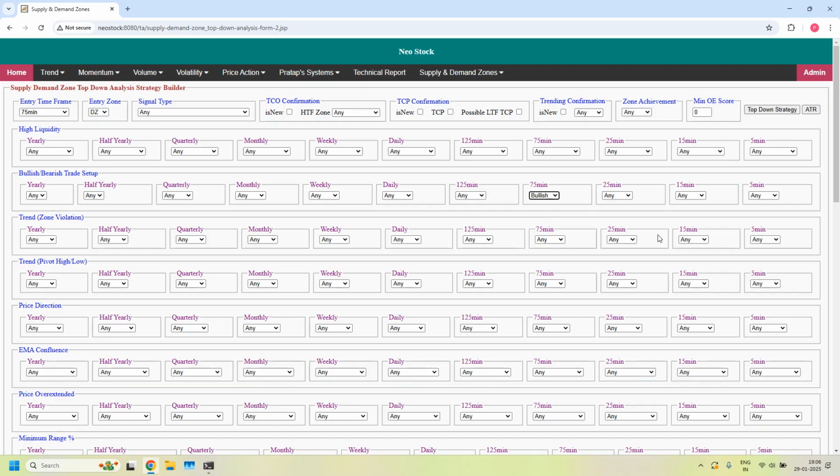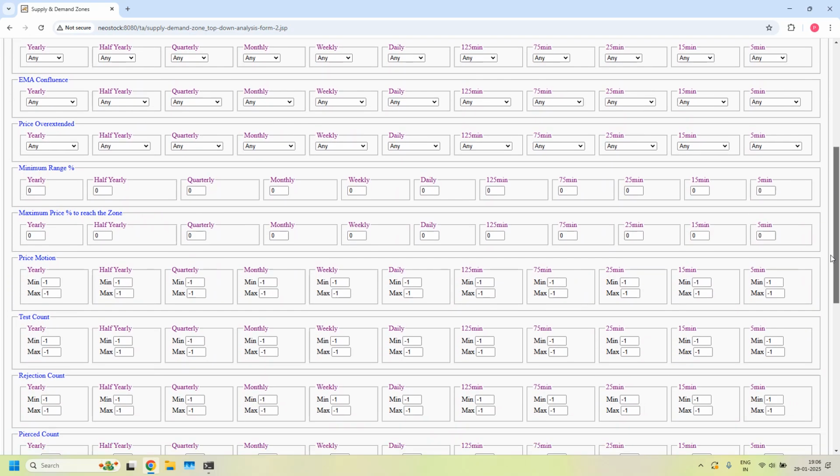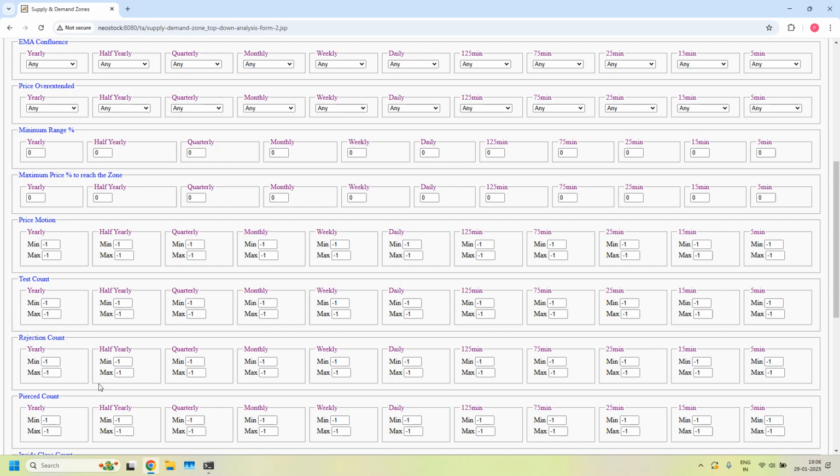And 3 filters we have to set for this 75 minutes demand zone. First filter is 75 minutes demand zone should not be pierced. So in the pierced count at 75 minutes time frame, I am setting minimum value 0, maximum value 0. That means pierced count should be 0. Pierced count 0 means zone is not pierced.